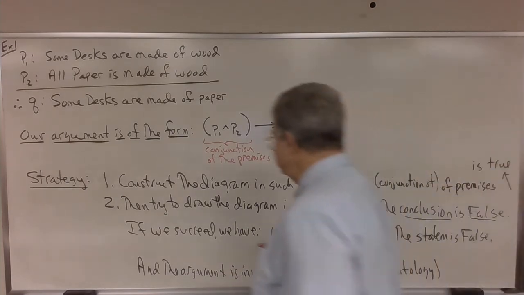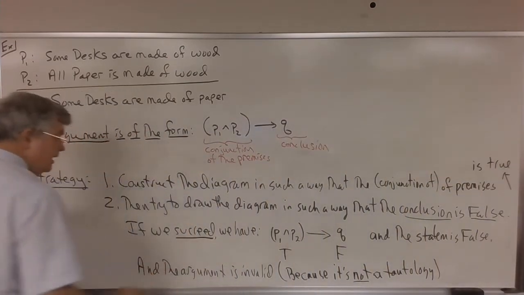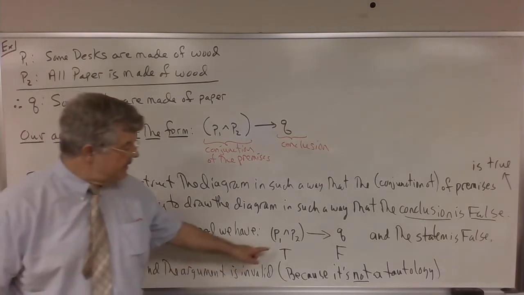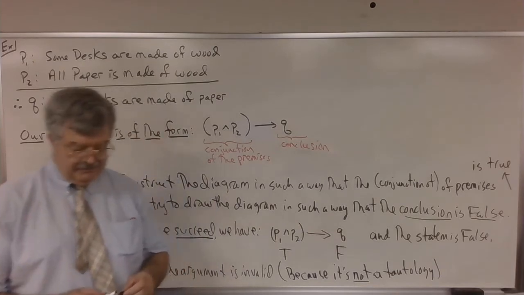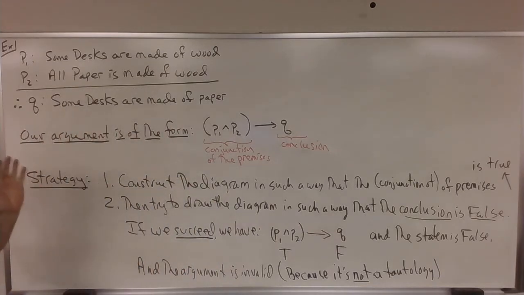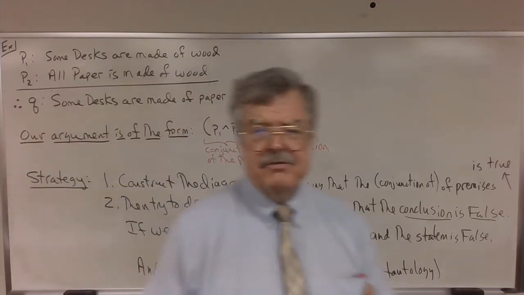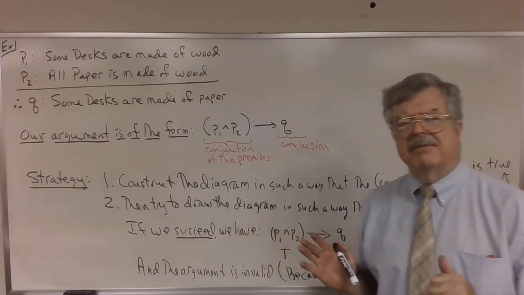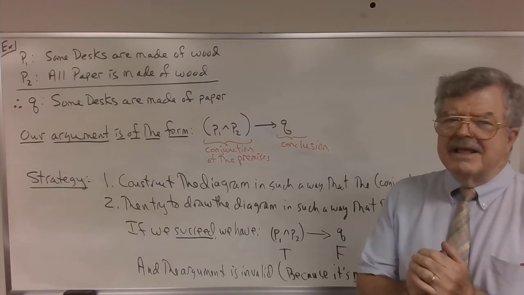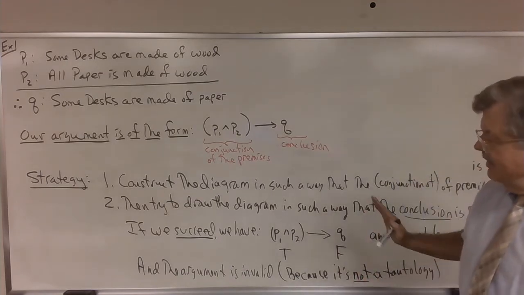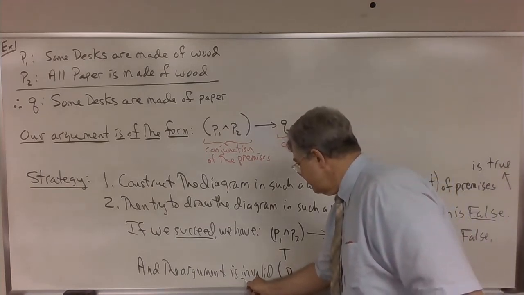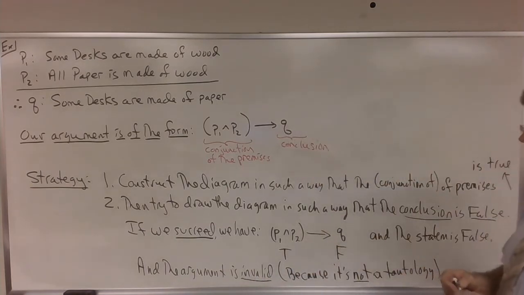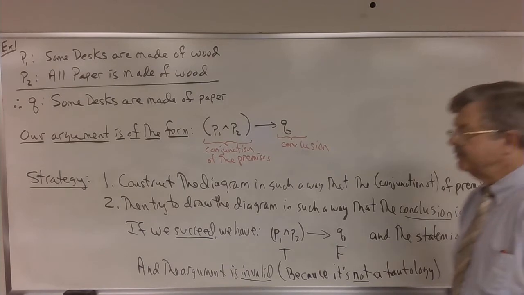Now that's if we succeed. If we succeed in making the premises true and the conclusion false, then our argument is false for at least one set of the truth values that make up the argument. It's not a tautology. This argument is invalid. But suppose we don't succeed.